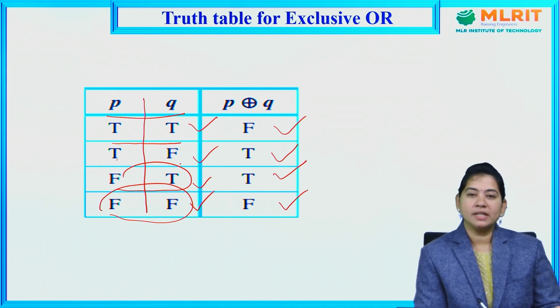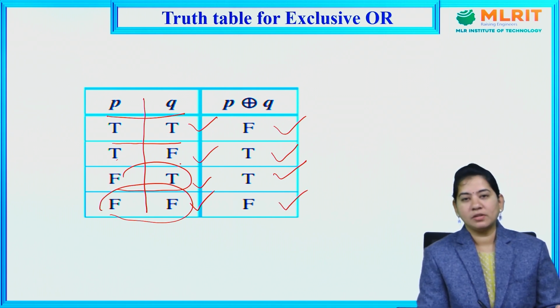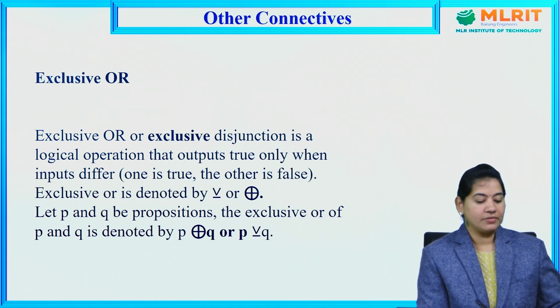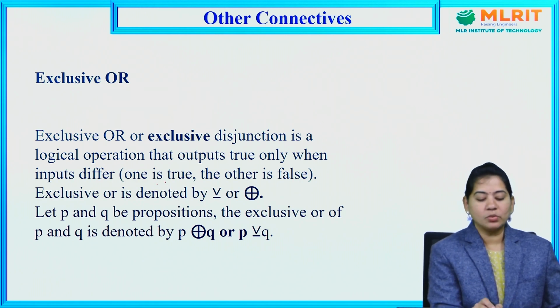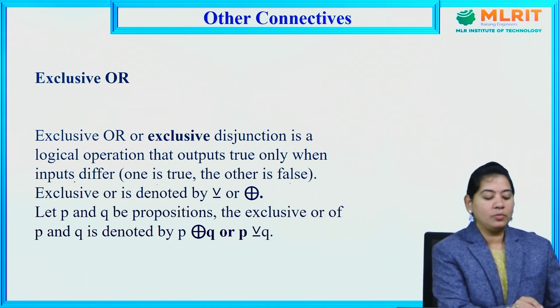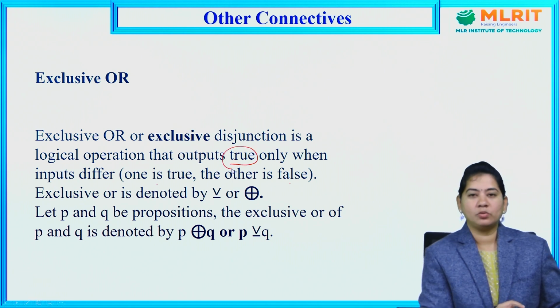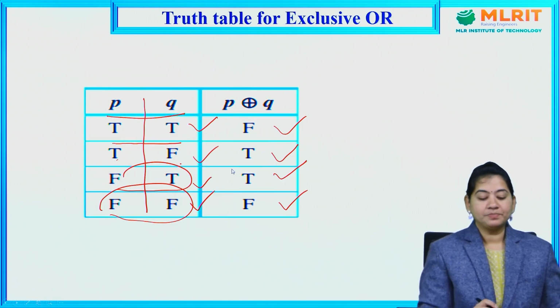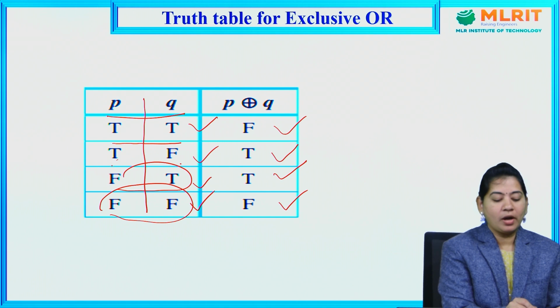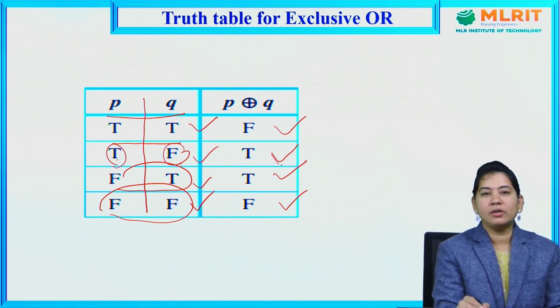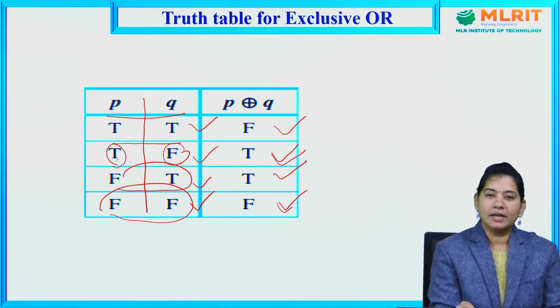So what is the condition of this exclusive OR? In the previous slide itself, we saw that if one is true and the other is false, the output will be true. So when the combination is true and false, the resultant is true, otherwise we get false.